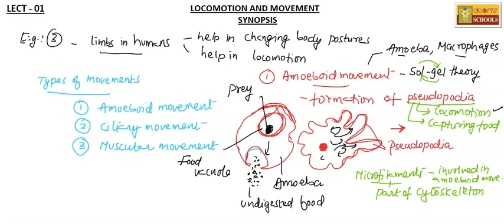And there are other leukocytes that also show this type of movement. Here I'm mainly giving the macrophages, which are a type of leukocyte that shows amoeboid movement. Right? So next we will see ciliary movement.